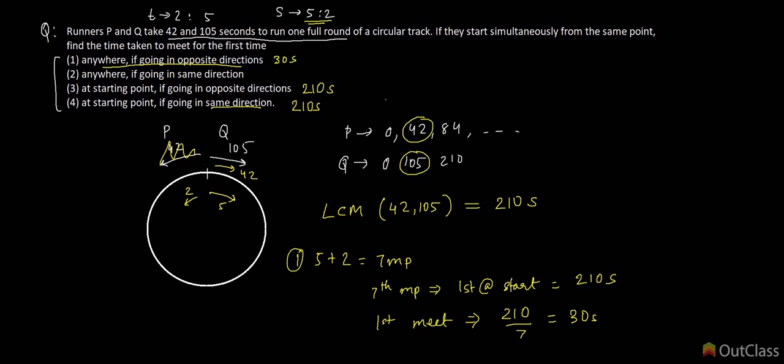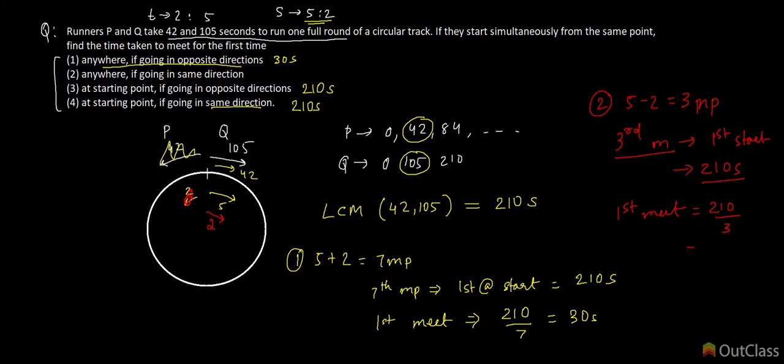Now the second part. The second part simply says they are going in the same direction. What is the first time that they meet anywhere on the track? So then you will say 5 minus 2 is equal to 3 meeting points. This third meeting is the first at the start, which we already found to be 210 seconds. If the third meeting happens at 210 seconds, clearly the first meeting happens at 210 by 3 is equal to 70 seconds. And 70 seconds is the answer to the second part.